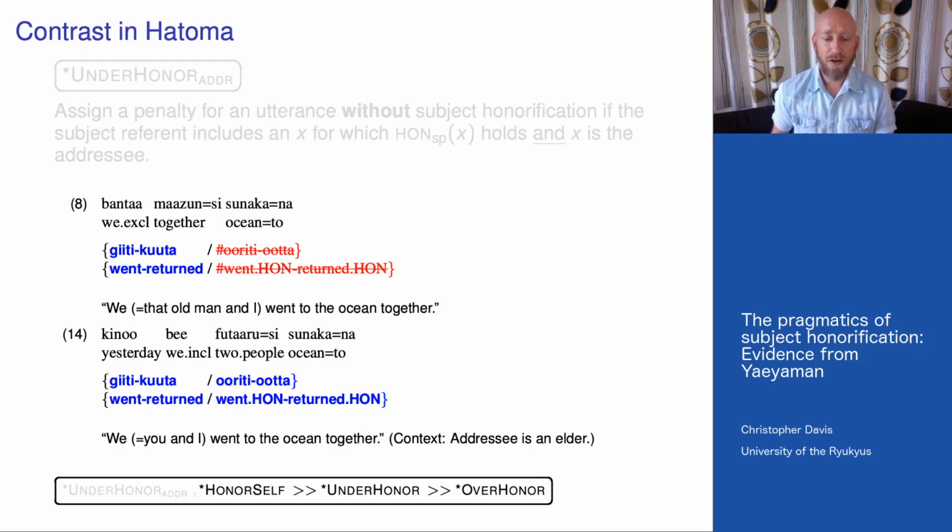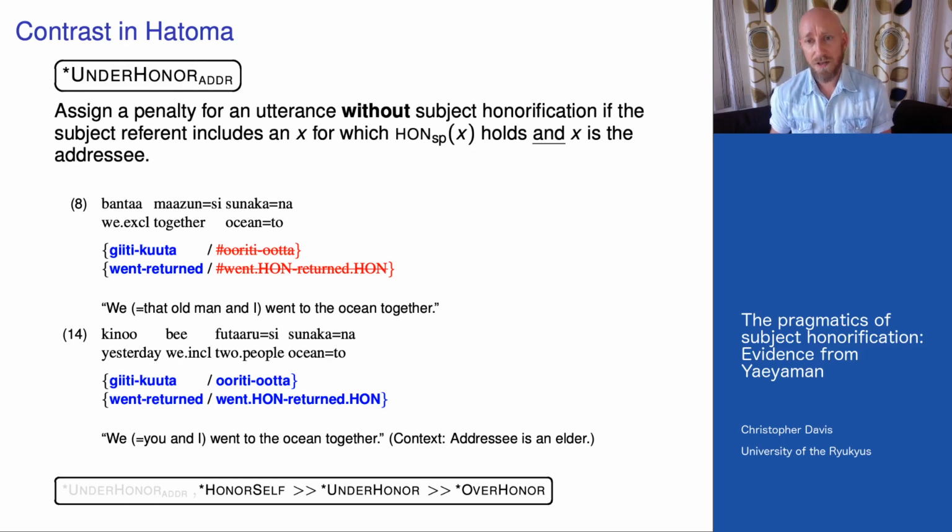So focusing in on Hatoma, there's a contrast between example 8, where the subject refers to the speaker and a third-person elder, which we saw earlier has the honorific blocked by the star honor self constraint, and example 14, where the subject refers to the speaker and an elder addressee, and in which both the honorific and non-honorific forms are apparently felicitous.